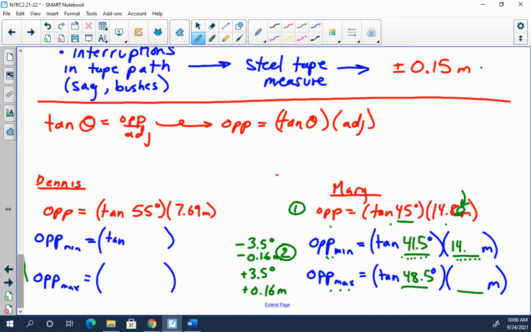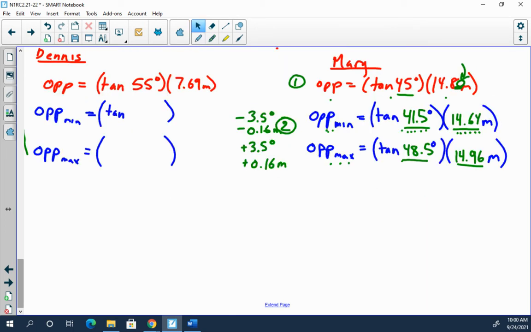So you could be 14.80 minus 0.16. That's 14.64 meters. That's the smallest it might have actually been. Or 14.80 plus 0.16, it might have been as big as 14.96 meters. Okay, now we're getting somewhere. We aren't quite done as soon as we run this, but you'll see. Based on these two calculations now, here's our step 3.